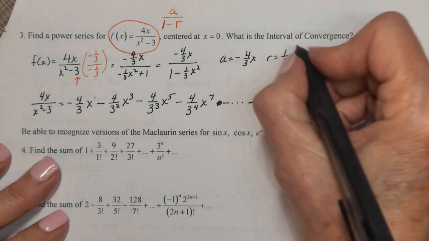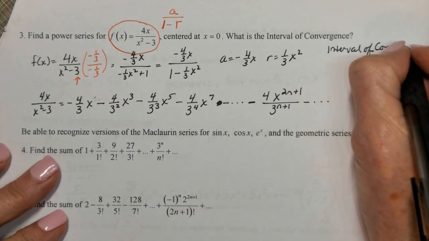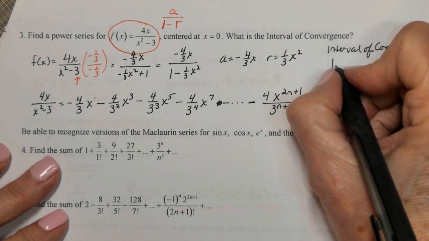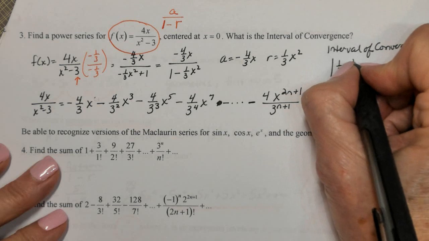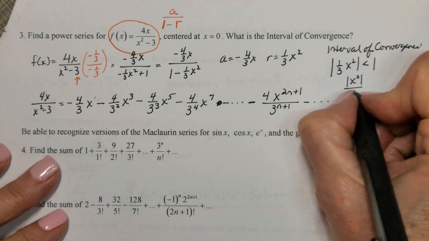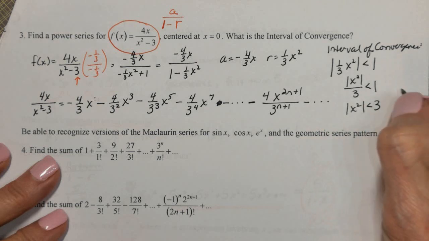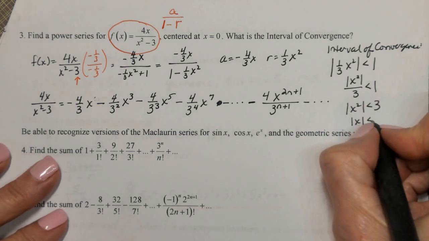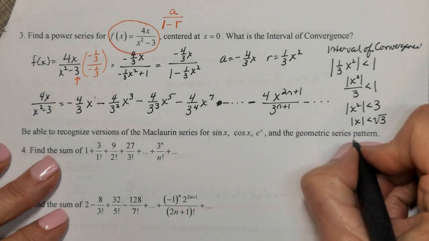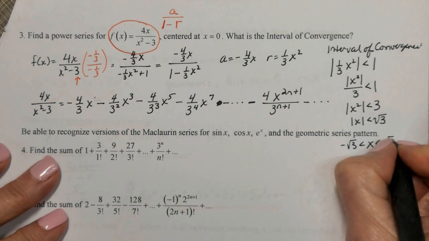For the interval of convergence, we converge if the absolute value of r is less than 1. So this would be x squared over 3 is less than 1. So the absolute value of x squared is less than 3. Square root both sides. The absolute value of x is less than square root of 3. So x is between negative square root of 3 and square root of 3.